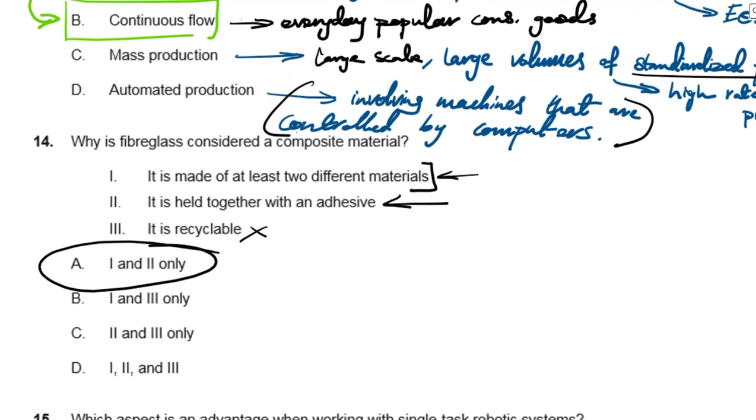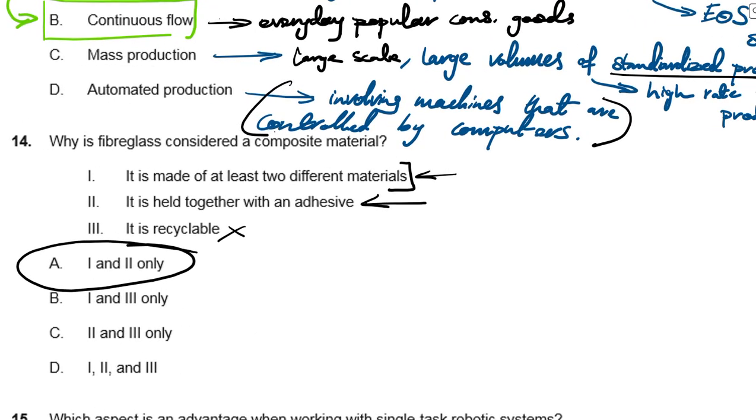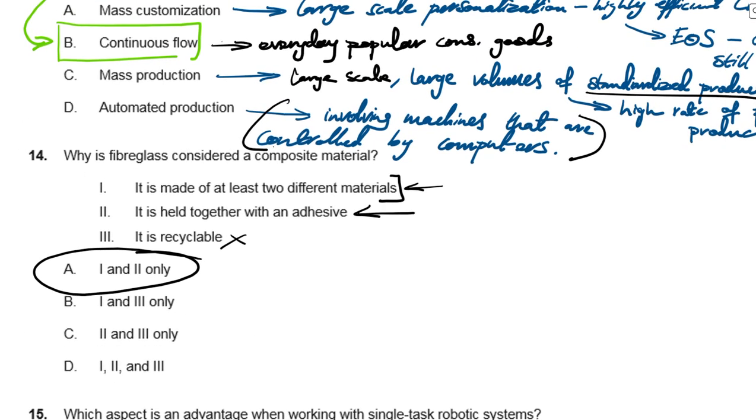Now, on to question 14. I started this, but it did not record. So here it is. Why is fiberglass considered a composite material? It is made of at least two different materials. We know that is true, right? That's a composite.